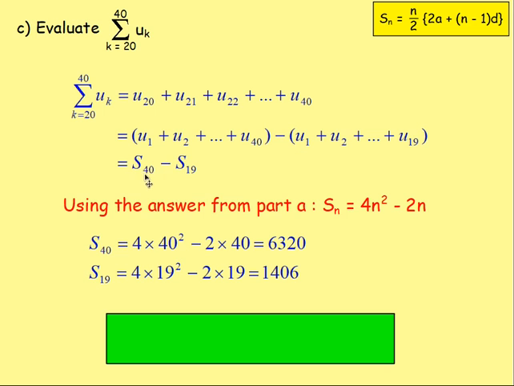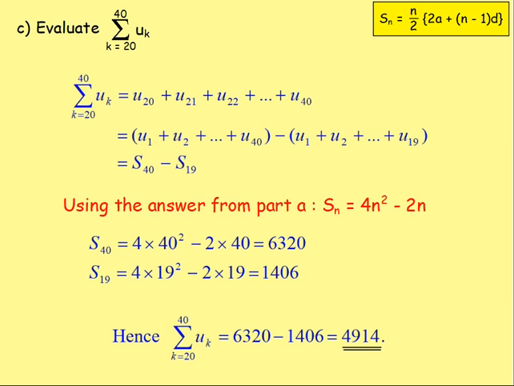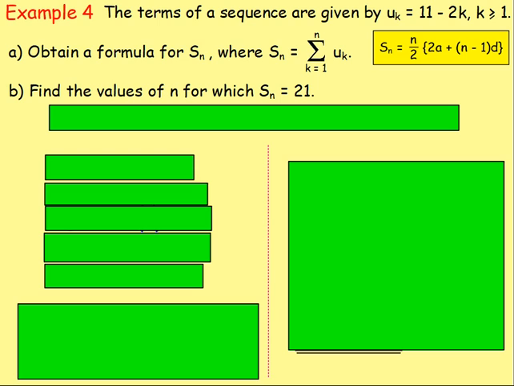Therefore, if we want to work out the sum of UK going from k equals 20 up to 40, well, really that's just S40 minus S19, so it's going to be 6,320 take away 1,406, which gives us 4,914 as our answer. Woo!